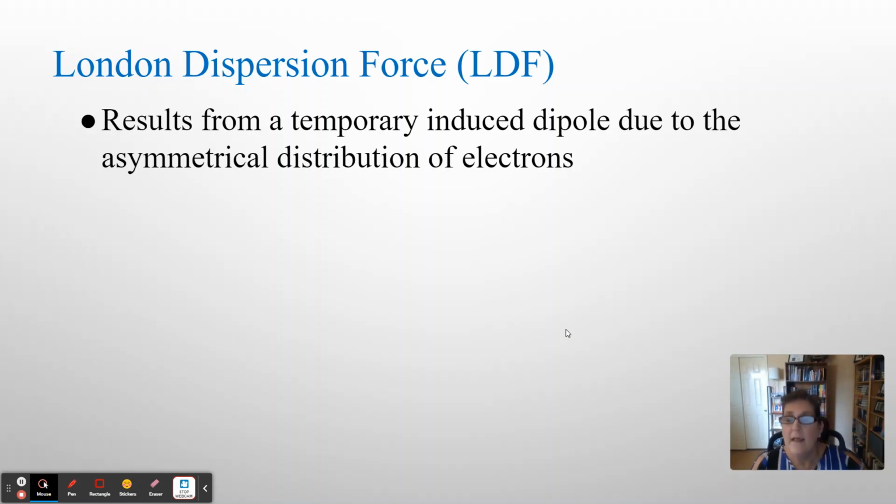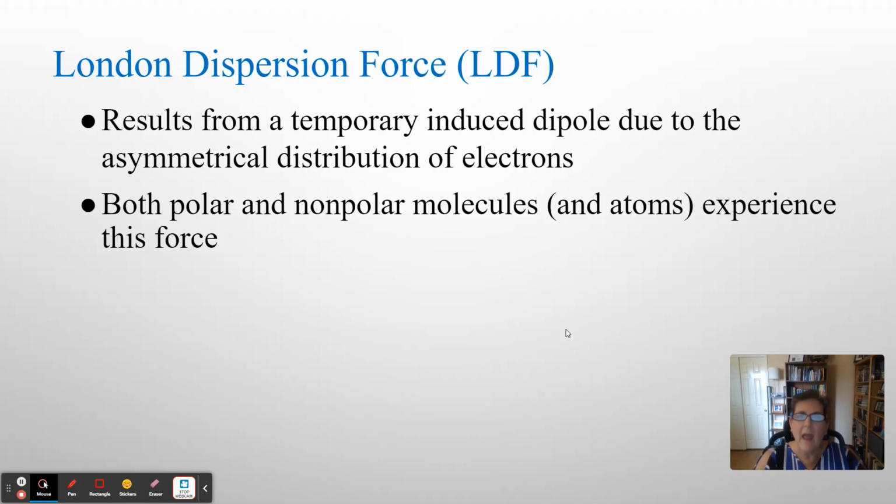For a moment, that side's a little bit negative, right? Because the electrons are over there. And the other side is a little bit positive. So just temporarily, for a moment, it looks like the molecule is polar, even though it's really not. It's nonpolar most of the time, but just for a moment, it's going to be polar. That's what we mean by asymmetrical distribution of electrons and the induced dipole. It's not a real dipole. It's a non-polar molecule, but it's going to be polar for just a moment due to the electrons being shoved over to one side for just a moment.